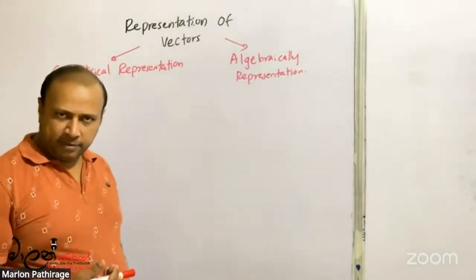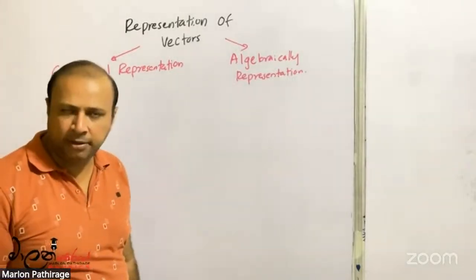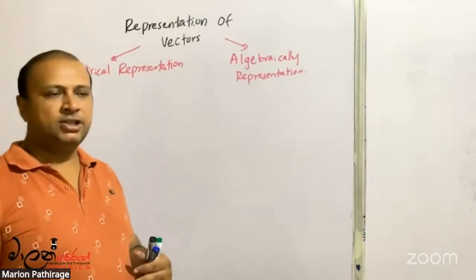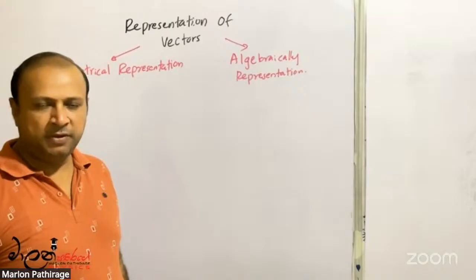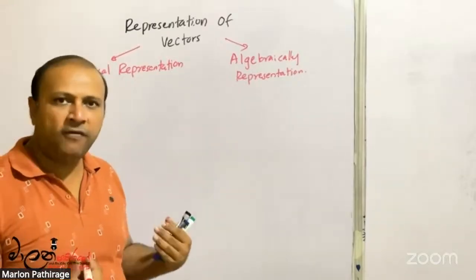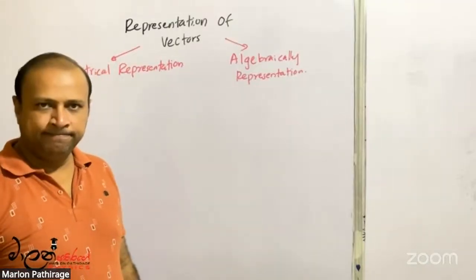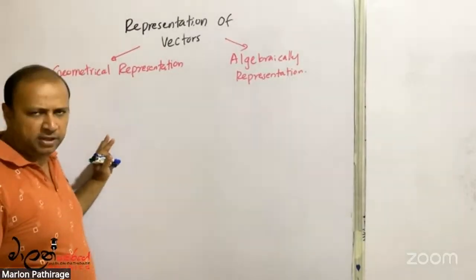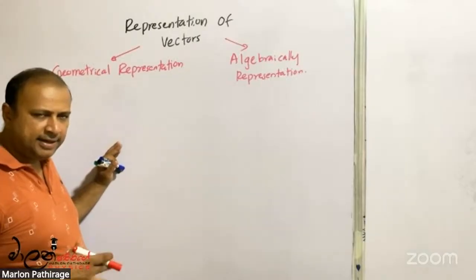if we represent a vector using a line segment, it is a figure. Geometrical means it should be a figure. Geometrical representation means representation of something using a figure. Therefore, geometrical representation of a vector means representation of the vector as a figure.